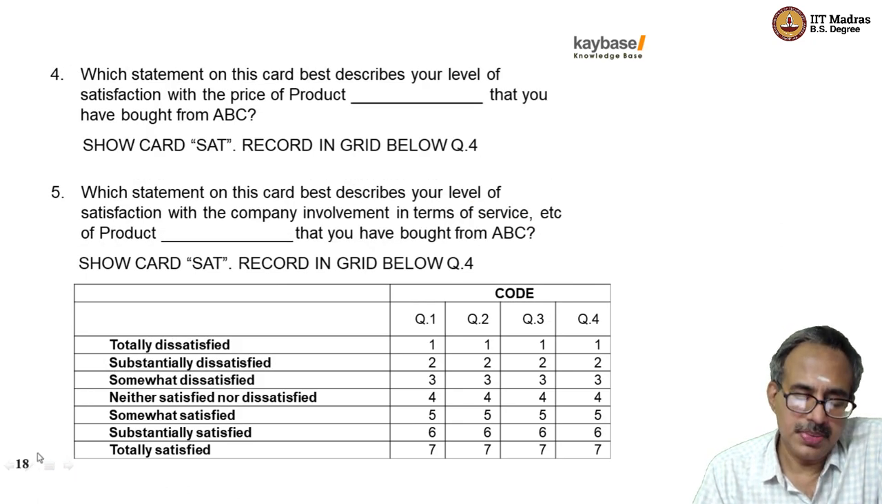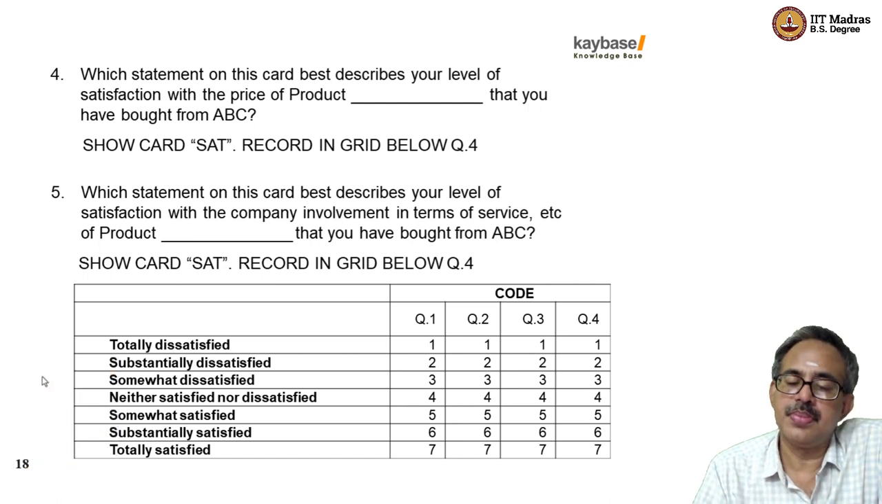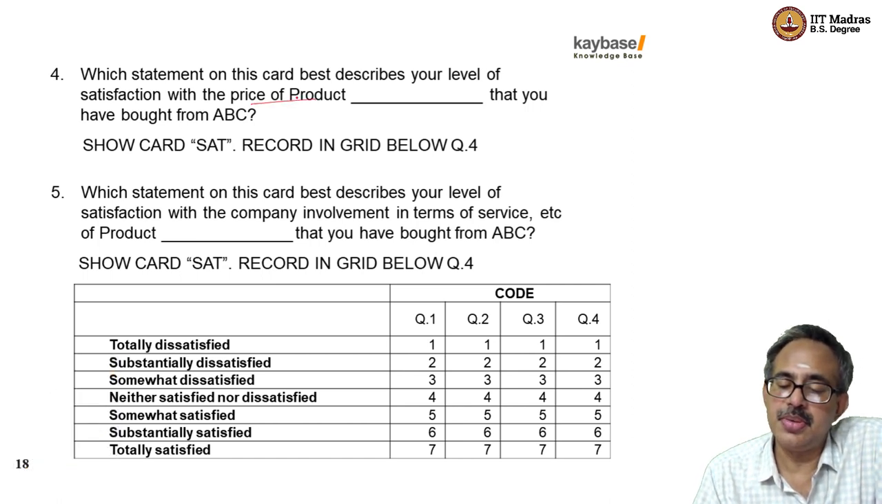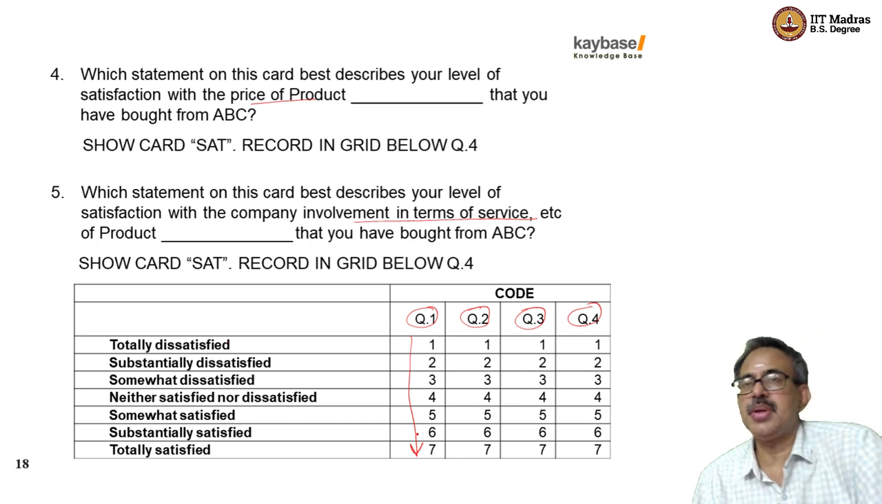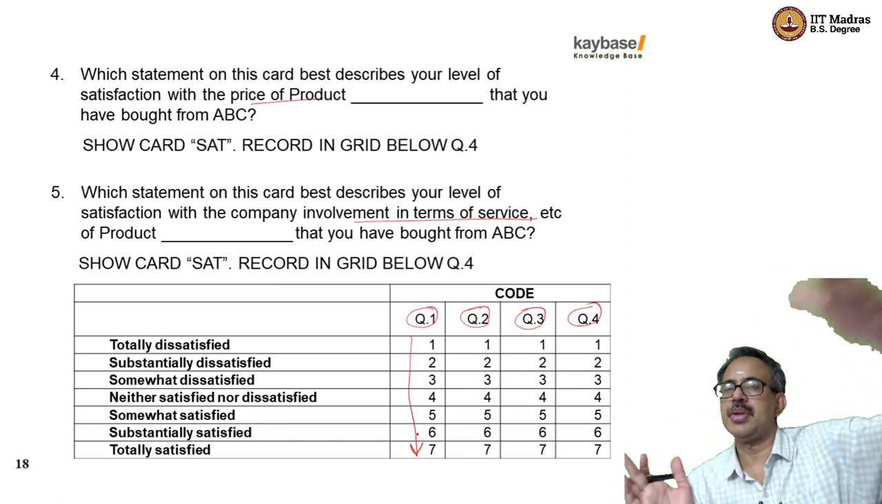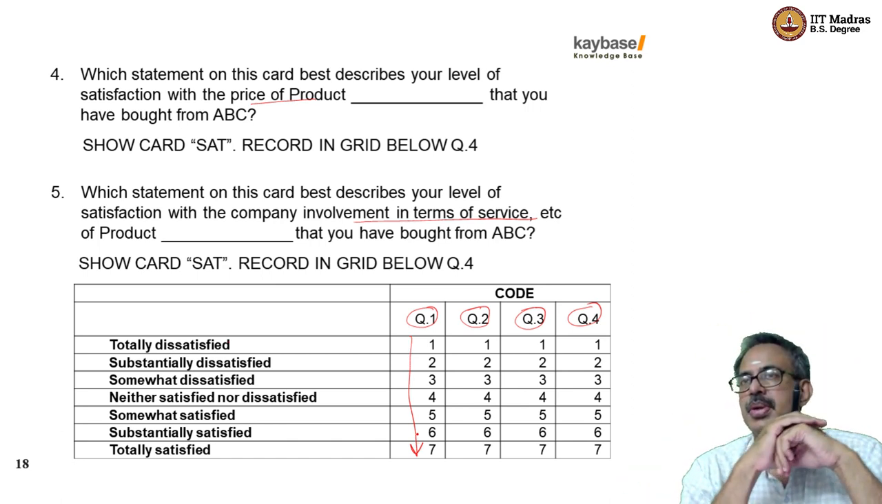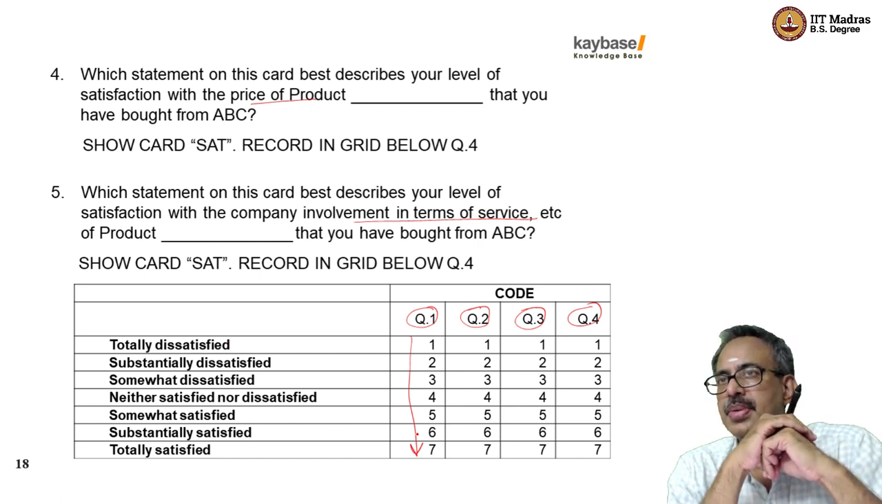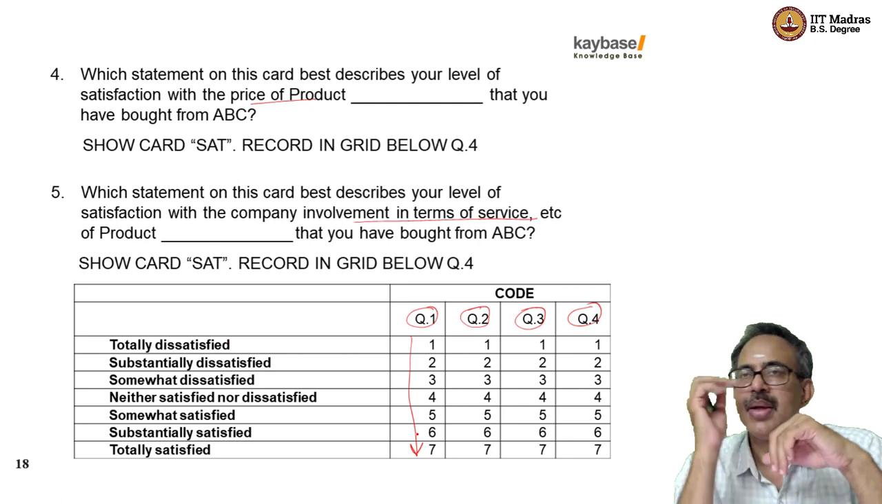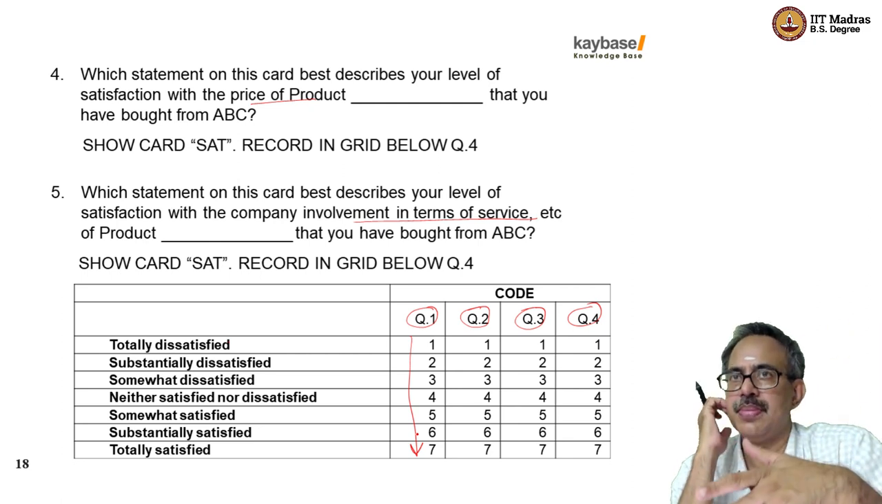How satisfied are you with the price? How satisfied are you with the company involvement in terms of service? So, each of these things, product quality, delivery times, price, level of involvement: totally dissatisfied, 1, 2, 3, 4, 5, 6, 7. The questions are the same. We just have 7 or 8 diagnostic parameters. Service quality, commercial terms, etc. Are you happy on each of these individual things? These are the things that the school is looking for.